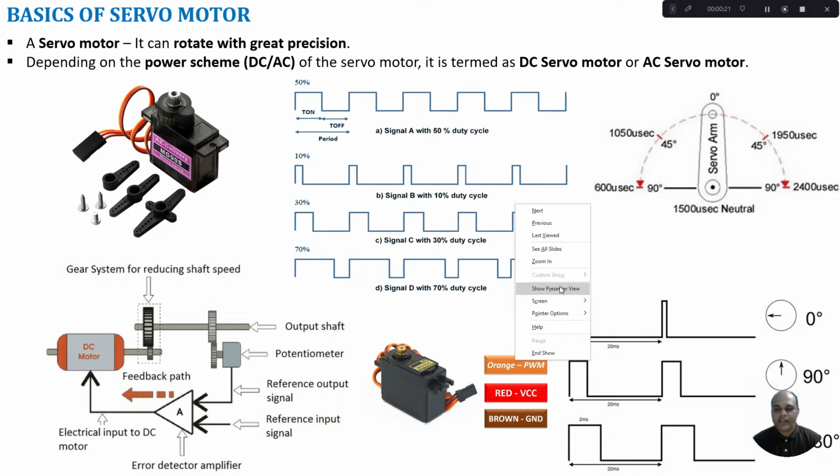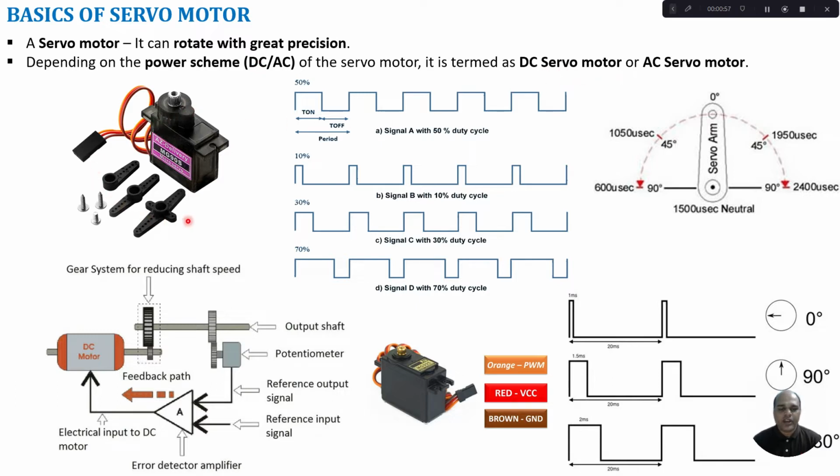So let us start with the fundamentals of a servo motor. A servo motor can be used to rotate the shaft with great precision. Great precision in the sense we can position the servo motor exactly to particular degrees. So I can move the servo motor to 10 degrees, 20 degrees, 30 degrees, etc. So we can position the shaft of the servo motor precisely. Depending upon the power scheme, whether AC or DC, we have a DC servo motor or AC servo motor.